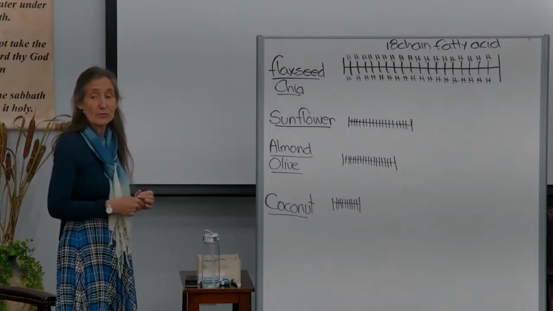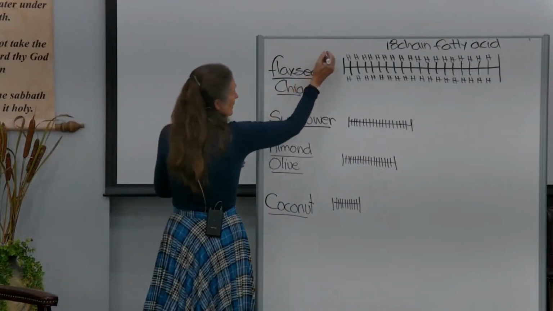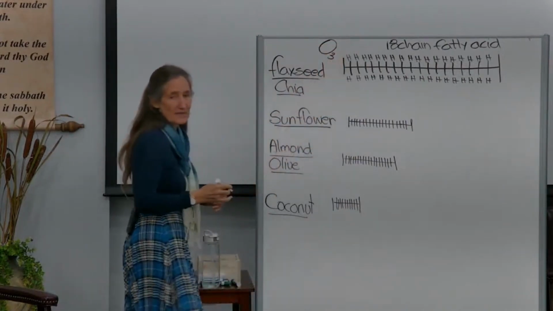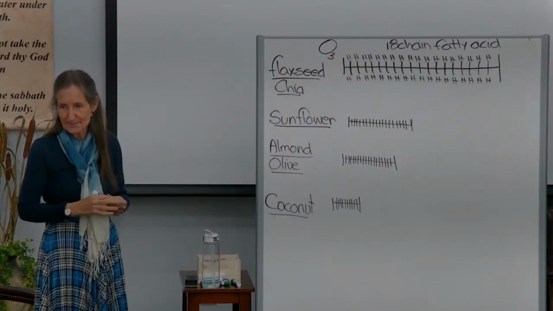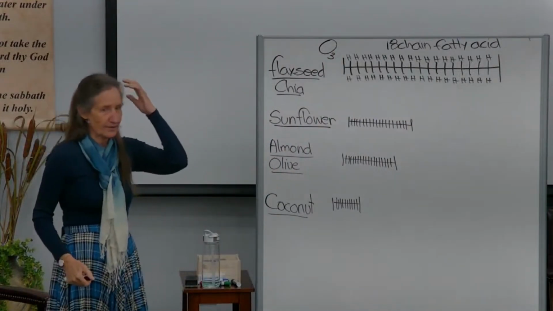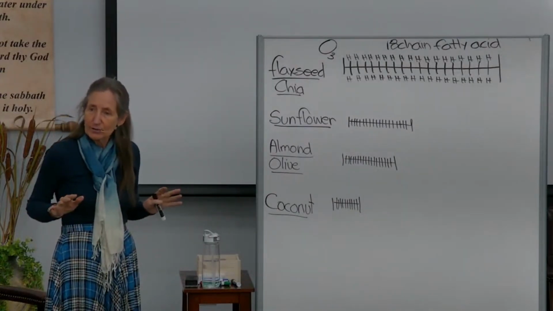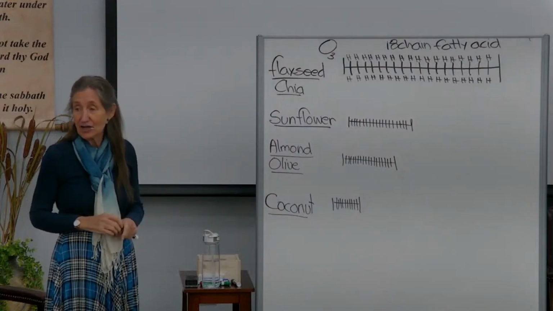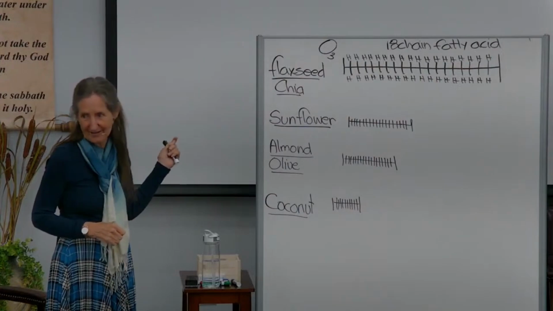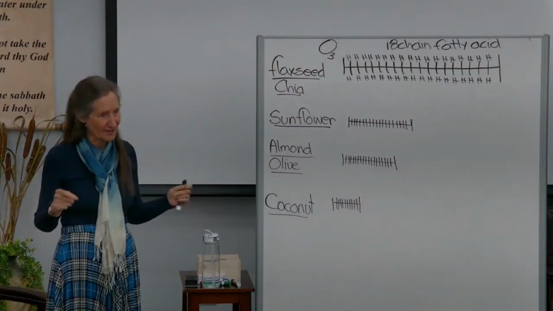So we're going to begin with flaxseed. Flaxseed and chia are the highest sources of an essential fatty acid called omega-3. You've heard of omega-3? What are we told is the highest source of omega-3? Fish. Well, no creature can put omega-3 into their fatty acid chain, only plants can. So why are fish high? Because they eat a one-celled algae that is high.